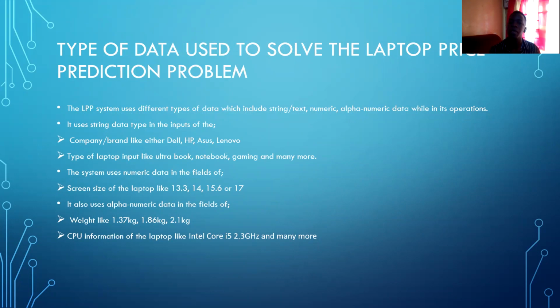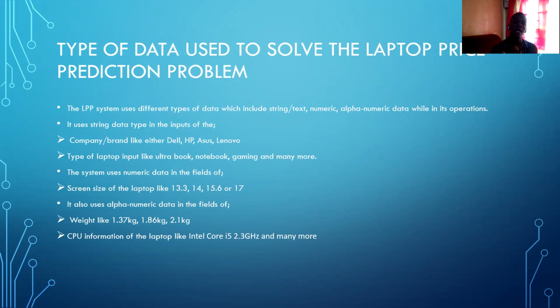It uses the string data type in the inputs of company, because company is an input in this system, like HP, Dell, Asus, Lenovo, and the type of laptop, like notebook, gaming, ultrabook, and many others. The system also uses numeric data in the fields of screen size: 13.3, 14, 15.6, 17. Those are all screen sizes, and that is numeric data.